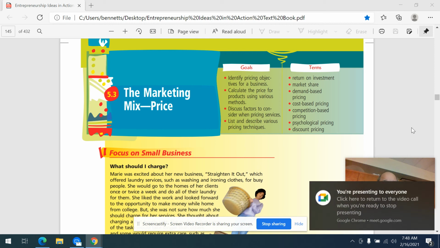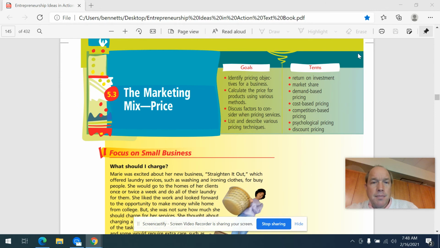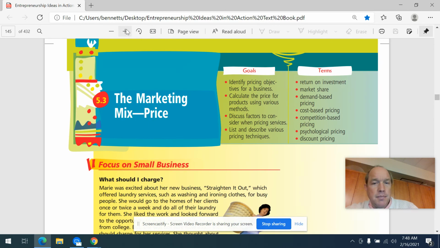All right. So today we're going to talk about the marketing mix price. Some of the goals or objectives for this section: identify pricing objectives for a business, calculate the price for products using various methods, discuss factors to consider when pricing, list and describe various pricing techniques.